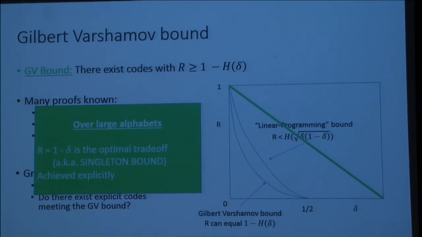How large is the alphabet? If you want to just approach 1 minus delta, if you want to come epsilon close to this, then I think you can get a large constant depending on epsilon. But if you want to equal it, then you need super constant alphabet size.